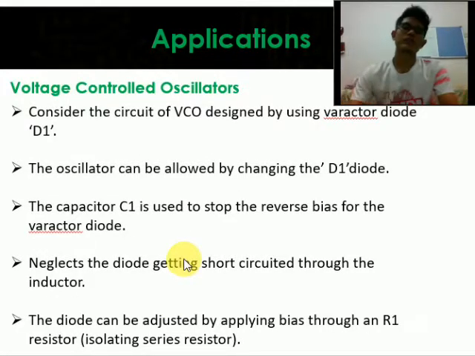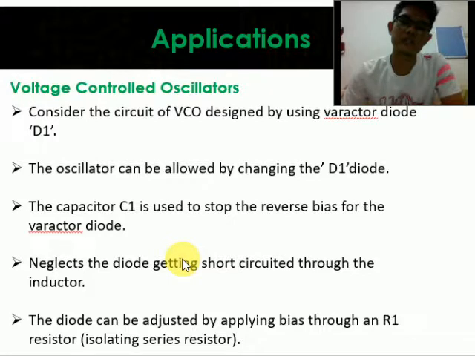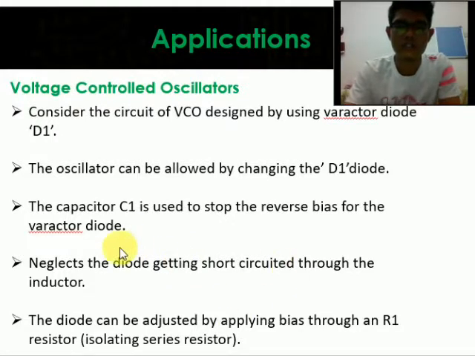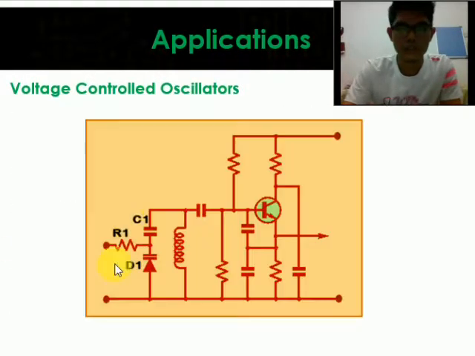Next, consider the circuit of a VCO design using a varactor diode. We name it D1. The oscillator frequency can be changed by changing the D1 diode. Then the capacitor C1 is used to block the reverse bias for the varactor diode, so it prevents the diode from getting short circuited through the inductor. Then the diode can be adjusted by applying bias through an R1 resistor, an isolating series resistor. So here is the simple circuit of a varactor diode implemented in a voltage controlled oscillator.